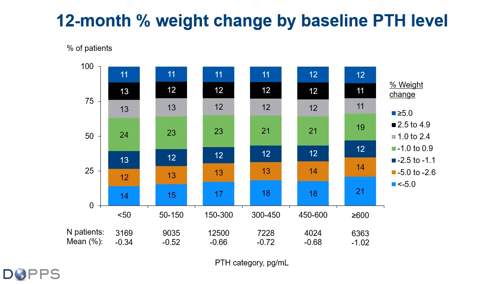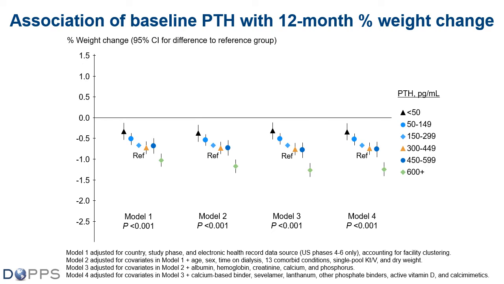This slide shows the distribution of percent weight change during 12 months by baseline PTH level. The proportion of patients who lost more than 5% weight was increased with higher PTH levels. Likewise, on average, patients with higher PTH had more weight loss. This slide shows the association between PTH levels and weight loss in multivariable models. After adjustment for covariates in Model 1, higher PTH levels were associated with more weight loss, and the results were consistent across different models.